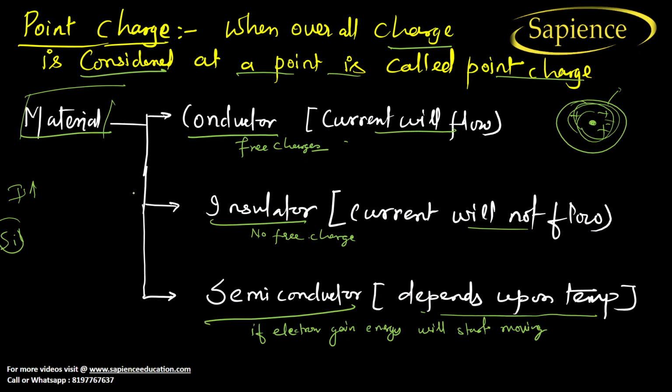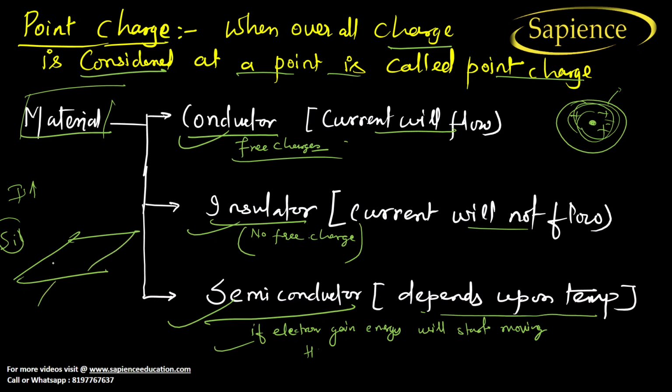So there are three types of material: conductor, insulator, and semiconductor. In an insulator, there is no free charge, so there is no electric flow. But in a conductor, there are free charges. But in a semiconductor, there are charges, but they do not have a sufficient amount of energy to start moving. So for the movement of electrons across any potential difference, we should also give a high temperature.